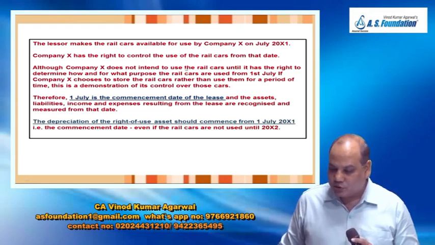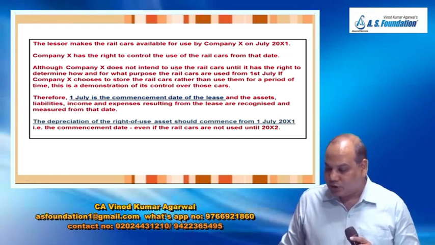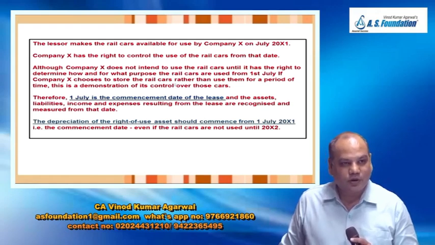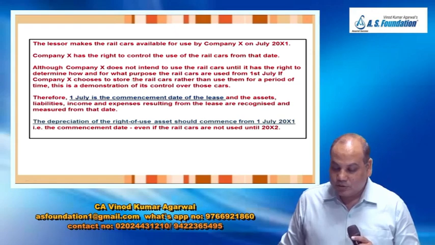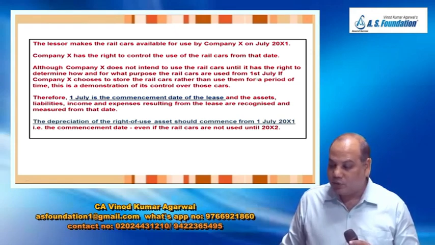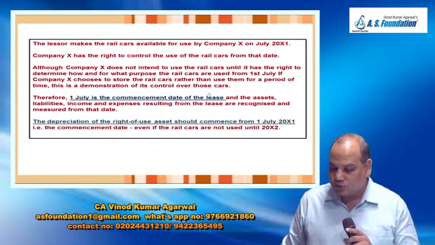Although Company X does not intend to use the rail car from this date, it has the right to determine how and for what purpose. Remember, how and for what purpose? You should have that power. How and for what purpose the rail car will be used from 1st July. If Company X chooses to store the rail cars rather than use them for a period of time, this is a demonstration of control over those cars.